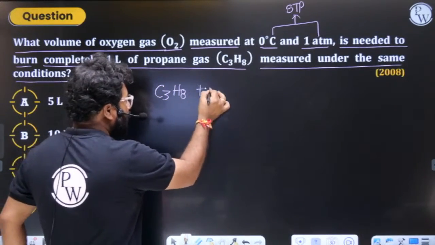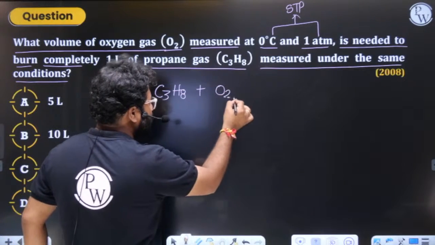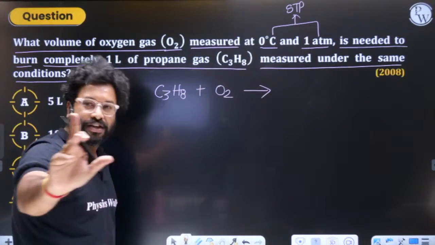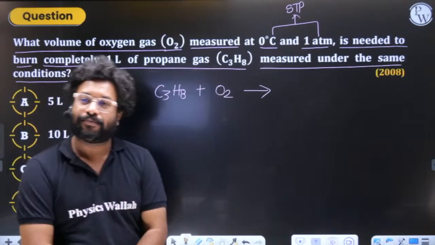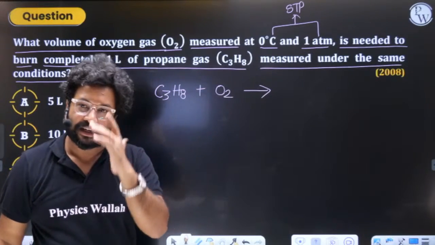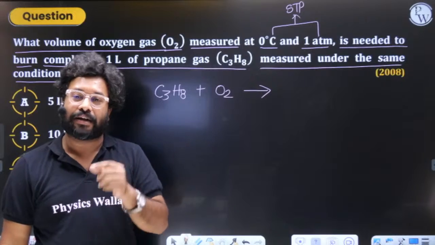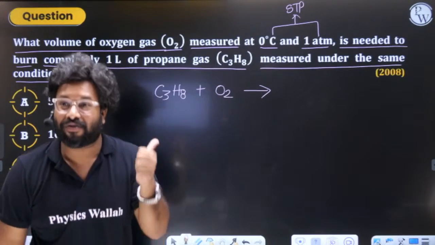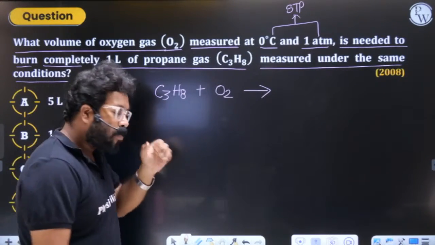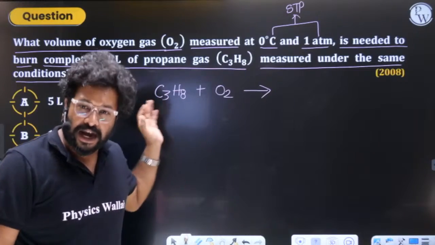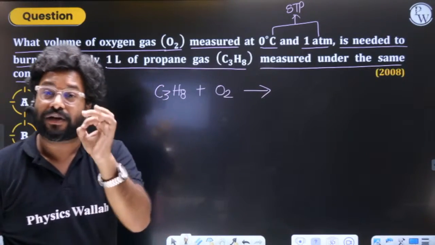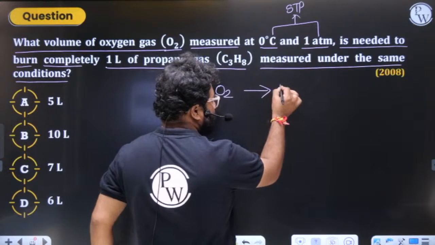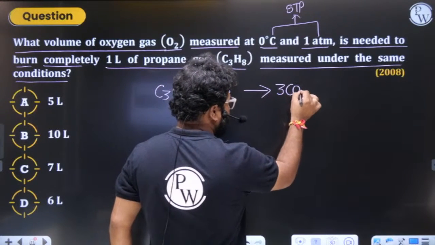Now I don't know how much oxygen I need here. But look at the trick. How many carbon atoms are here? 3 carbon atoms are there. So all the 3 carbon atoms are going to give you CO2. Whatever carbon atoms you have present in your hydrocarbon, all of them are going to get converted into carbon dioxide. So it is going to give you carbon dioxide.